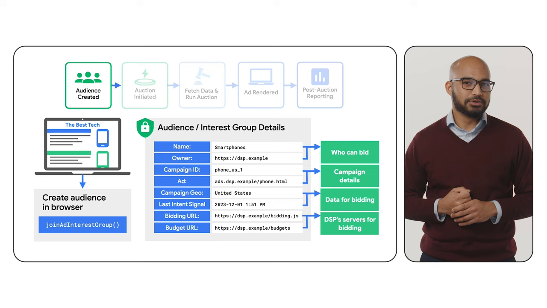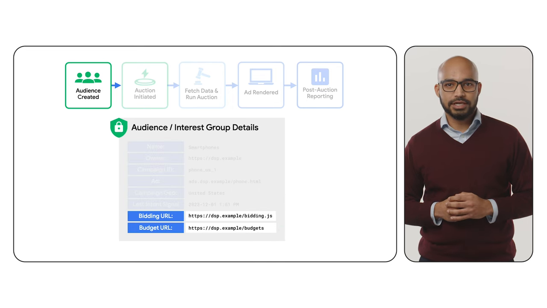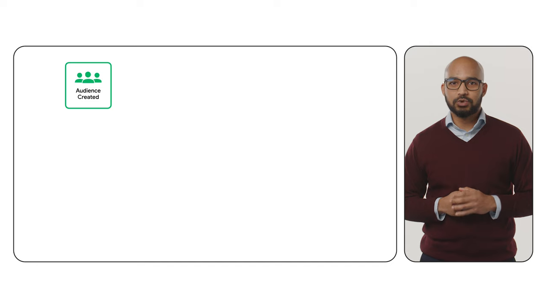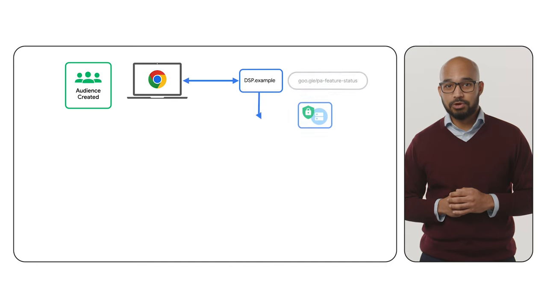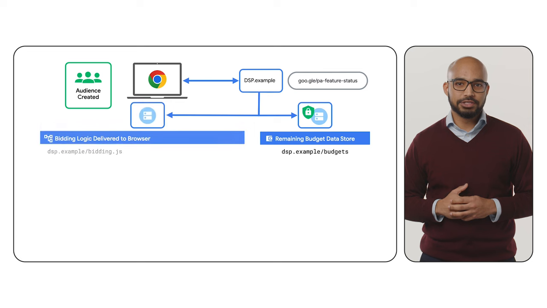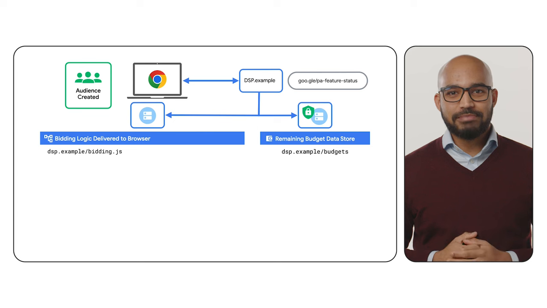Now, this is pretty unique, so let's take a closer look at these things hosted on the DSP servers. Broadly, the DSP is hosting 2 resources on its server: a data store maintaining the campaign's status, and a JavaScript implementing the bidding logic, which is fetched by the browser and executed in a secure auction environment. First, let's look at this campaign data store.